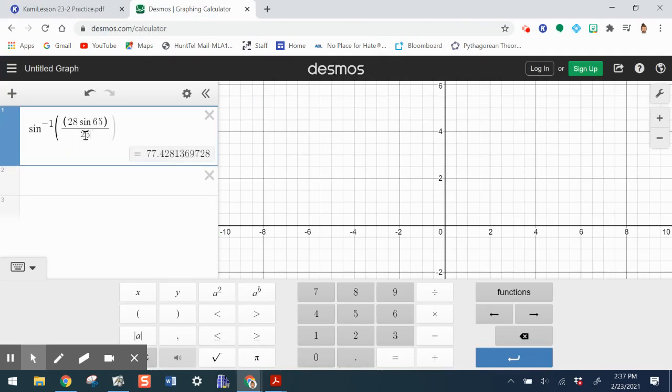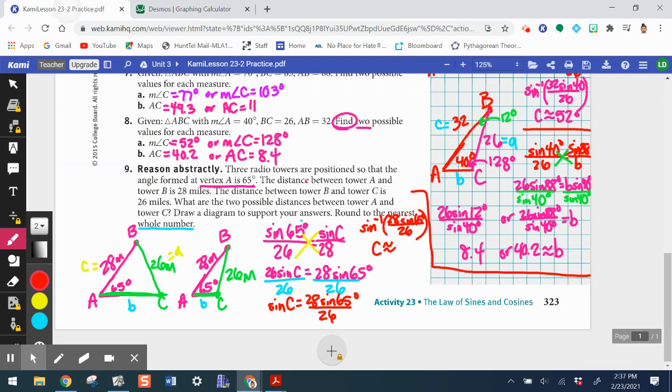And we get 77.42, but they did tell us to round to the nearest whole number, so we will. That 4 will tell that 7 to stay where it is. So one possibility for the measure of angle C is 77 degrees, and we'll put that in this acute triangle. And again, to find this other possibility, we're going to take 180 and subtract 77. And we get 103 degrees.